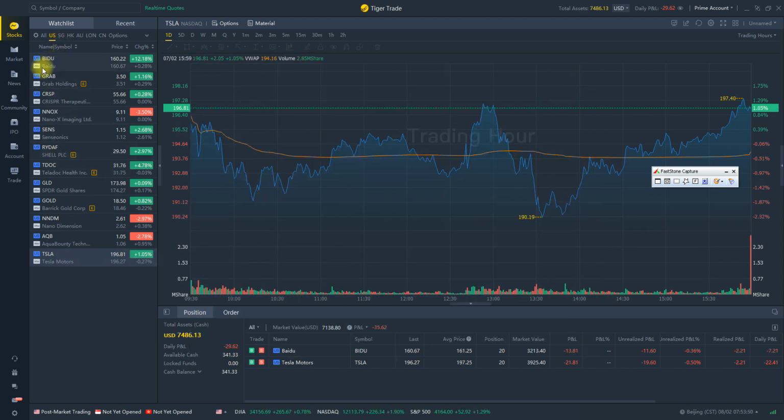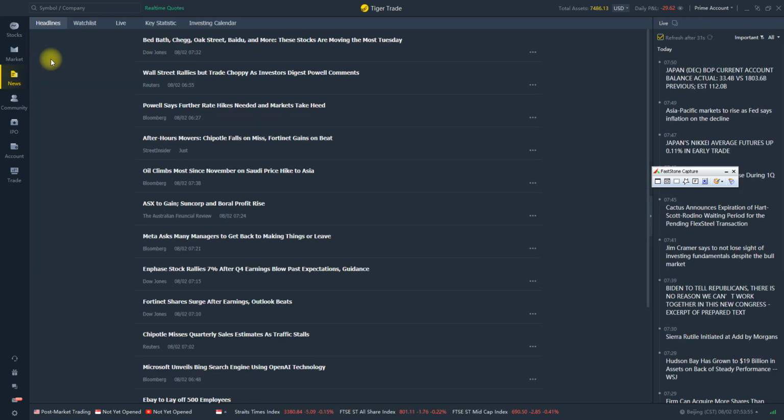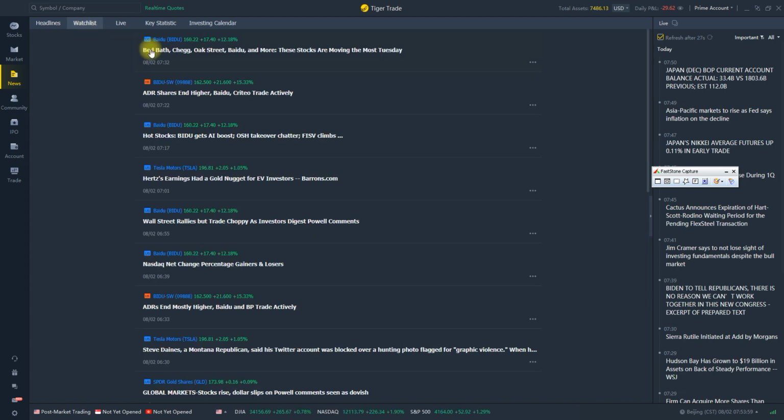I'm also looking for news about the stocks on my watch list. These are the stocks on my watch list. Baidu, Tesla. So you can see, if you go to all the stocks on the watch list, you can actually follow any news before you decide to buy or sell. So these are very useful.